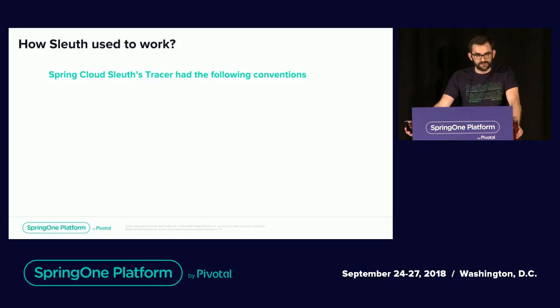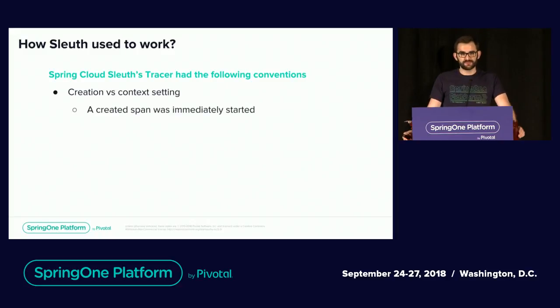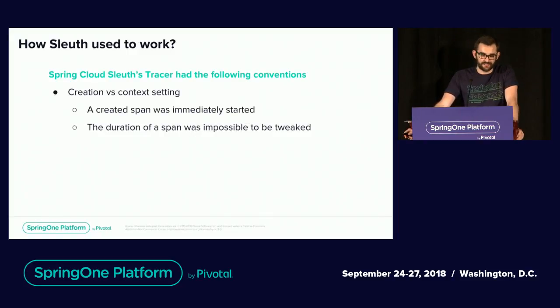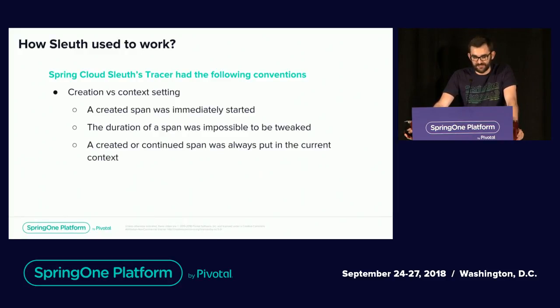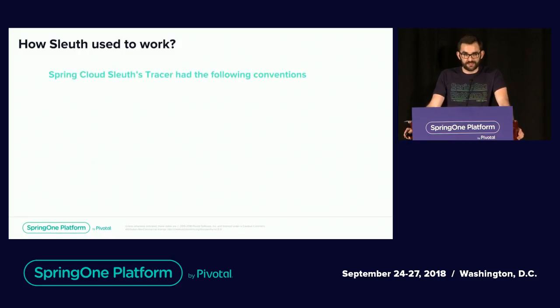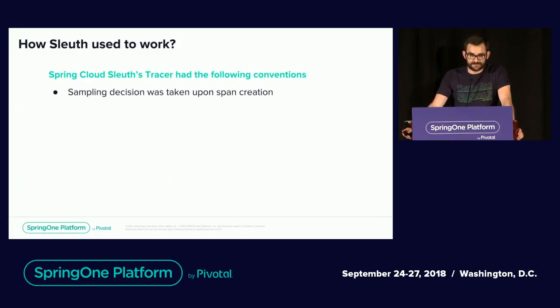So what were the conventions using the Spring Cloud Sleuth tracer? There was this problem with the creation of the span and setting it in context. So a created span was immediately started, right? Another thing is that you couldn't actually tweak the duration of a span. There are some cases where you want to do that. That was impossible. And we always put the span in the current context, which was quite problematic, due to the fact that there was no separation of putting the span in the context and creating it. Especially with Reactor, we had quite a few problems.